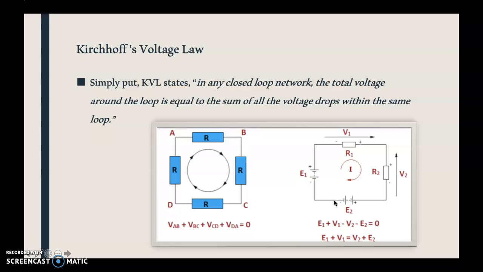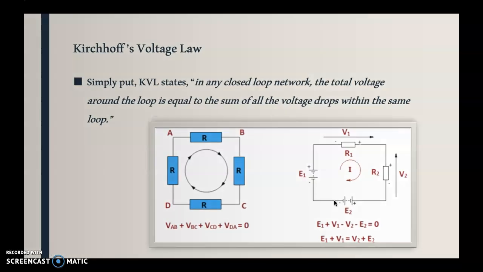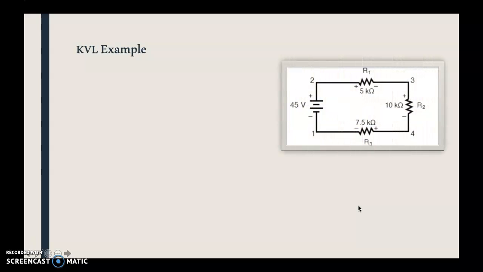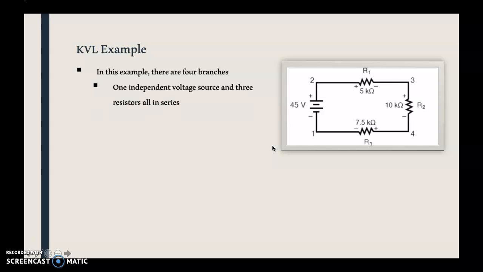So now I wanted to do a quick example. In this example, I have this diagram here with 4 branches. There is a 45 volt voltage source, a 5 kilo ohm resistor, a 10 kilo ohm resistor, and a 7.5 kilo ohm resistor. And they are all in series.